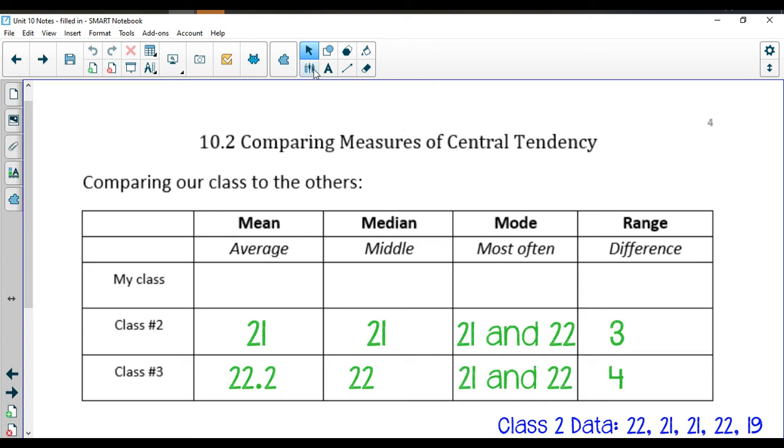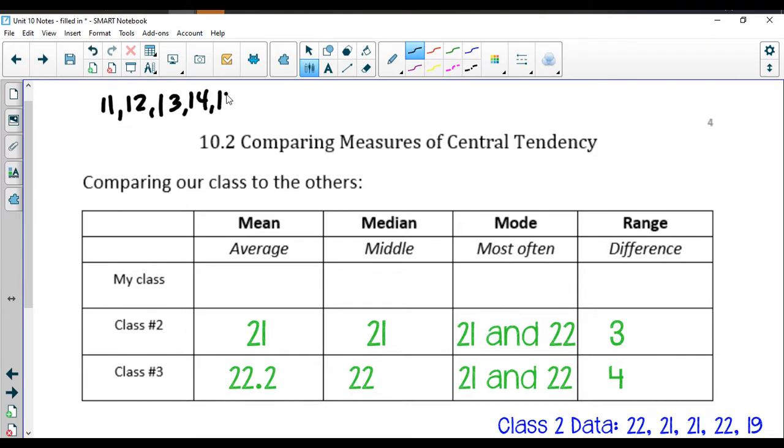All right, this is lesson 10.2, and I'm going to be using our data set from Virtual Academy for the 21-22 school year. Our data set has 12 data points, and putting them in order, I have 11, 12, 13, 14, 14, 15, 15, 16, 20, 20, 21, and 28.